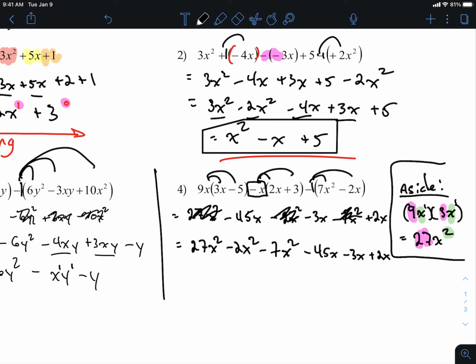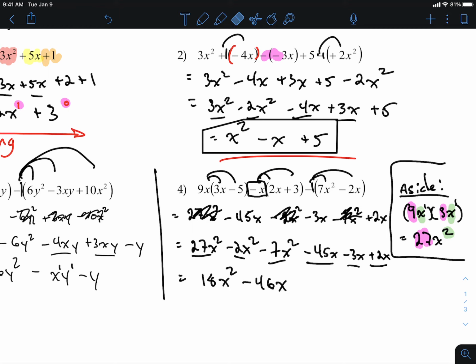Right? Now you just do the math. 27 minus 7 is going to be 20. Minus another 2 is 18. 18x squared. Okay. Now we're at negative 45. Minus 3 is going to be negative 48. Plus 2 is going to be negative 46x. And that's it. I don't see anything else to add or subtract. I've dealt with everything.